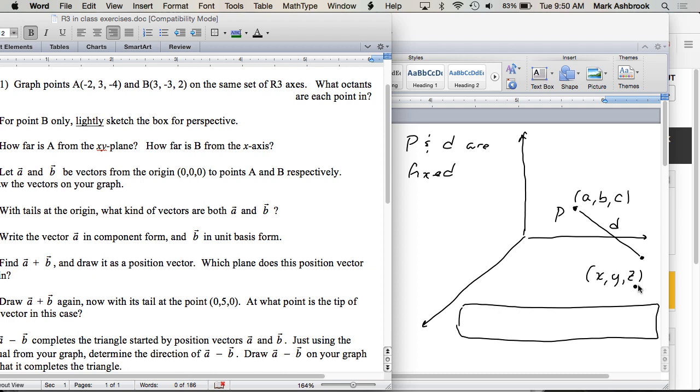And make XYZ be the final point. So actually think about the distance from P to XYZ. The distance from P to XYZ, XYZ being the final point. So write out an equation that represents what I'm saying: that the distance from point P, ABC, to XYZ is distance D. Write out an equation for that.